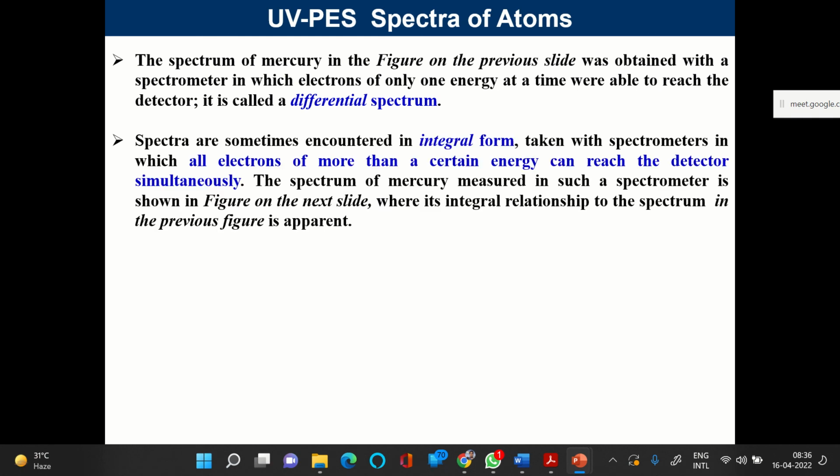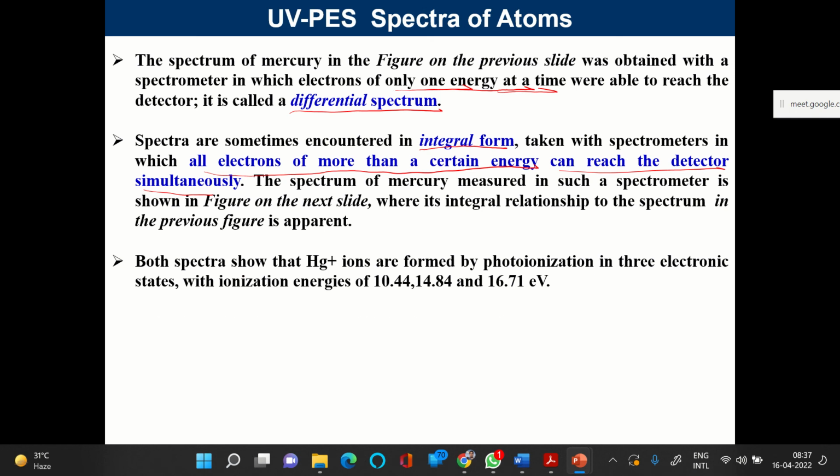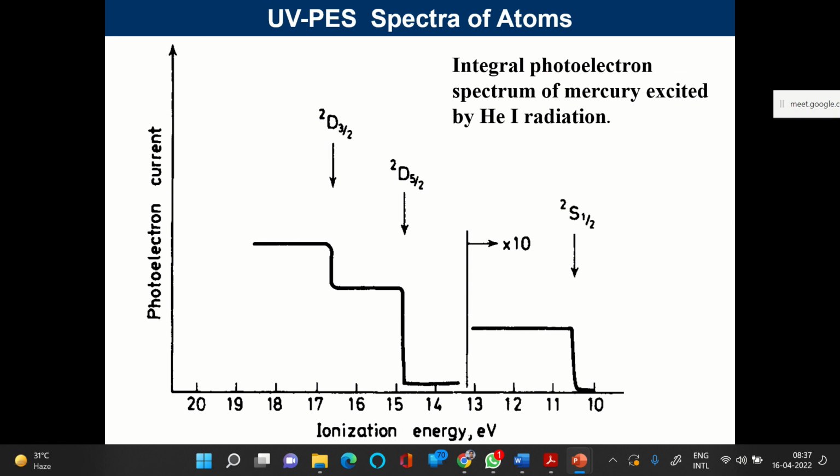So the kind of spectrum that we obtained has one energy, so only one energy of electron appearing in the detector at one time. So this is called the differential form of spectrum. There is also another form that is encountered in this spectroscopy, that is called the integral form of the spectrum, in which all electrons of different energies can reach the detector simultaneously. This is the integrated form, and this will appear like steps. All electrons, when they are allowed to approach the detector at the same time, for the same set of electrons you are getting this kind of step-like spectrum.